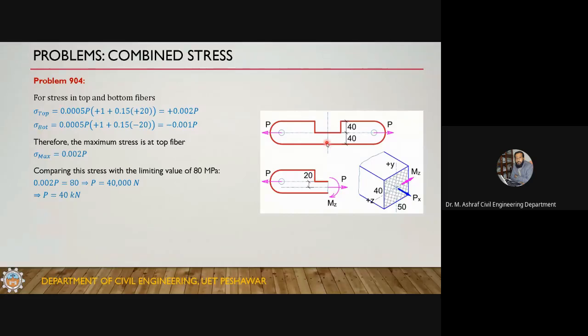and this location is basically what? The top fiber. This top fiber will have high stresses. So if you apply a force of 40 kilonewtons, the stresses will be within the limit of 80 megapascal. And if you increase the value of P beyond 40, the stress will exceed 80 megapascal, and this will be a design failure. Design, what one is the structure failure?